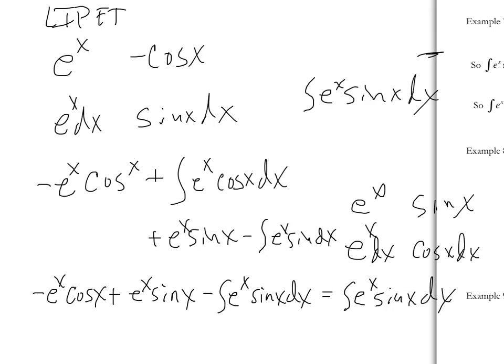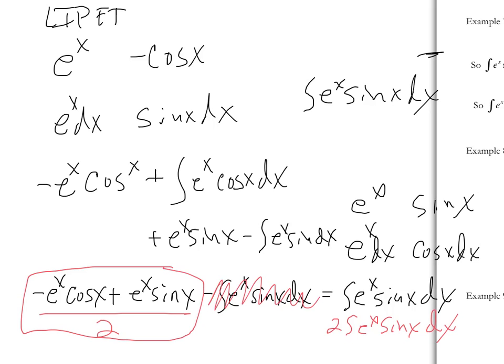So I took a minute to rewrite this. Here's my original integral that I had to evaluate, and here's what I've got after my two integration by parts. What I want you to notice is that this integral is exactly the same as that integral, except it's the opposite sign. If I add this to the other side, doesn't that give me 2 integrals of e to the x sine x dx? So that means I can divide this mess by 2, and that is the integral for that original function.